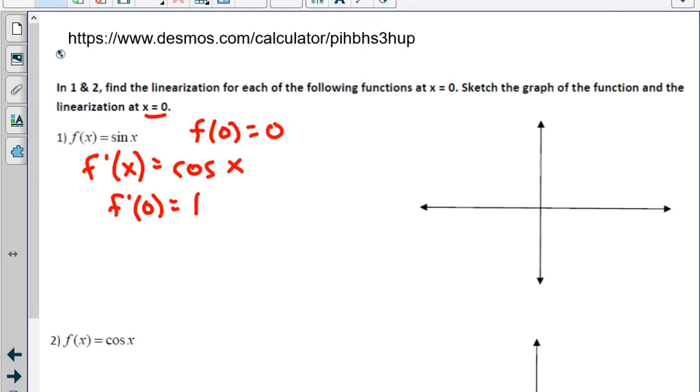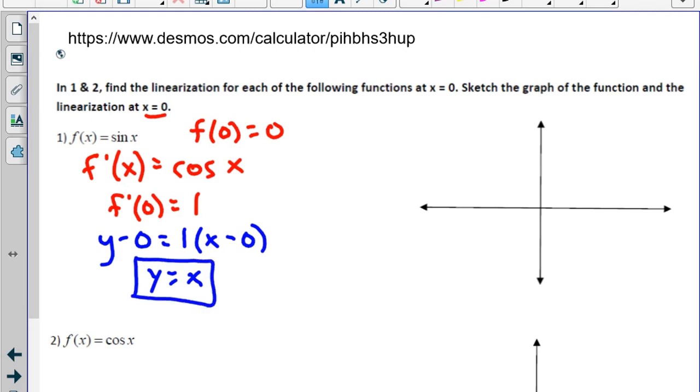Now we have all the information that we need. So we would say y minus y1 equals m times x minus x1. So y minus 0 equals 1 times x minus 0. So we get y equals x. If this 0 over here was not a 0, we would have to add it to the other side. This is our linearization. And since that's our linearization, that is really all we need to know.